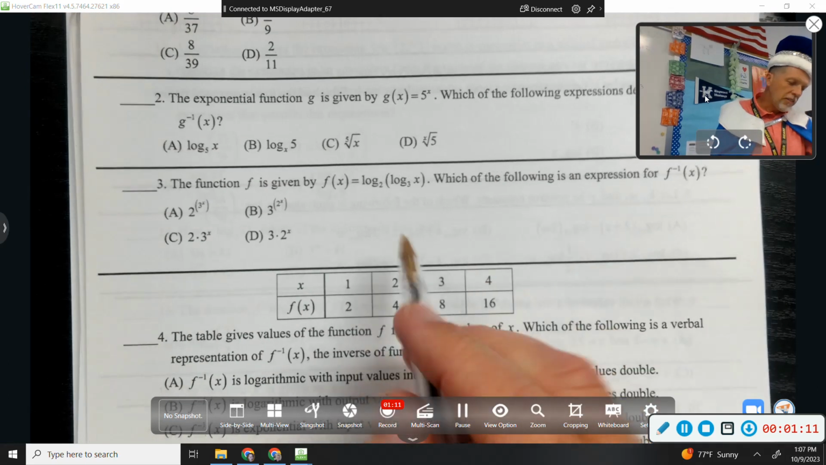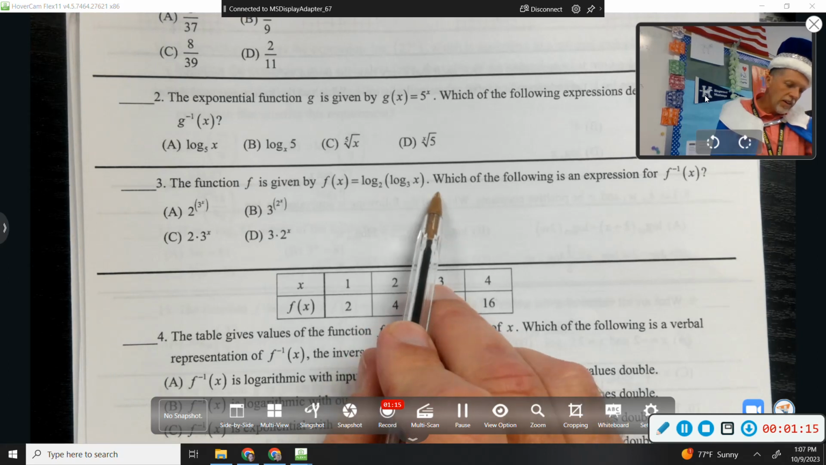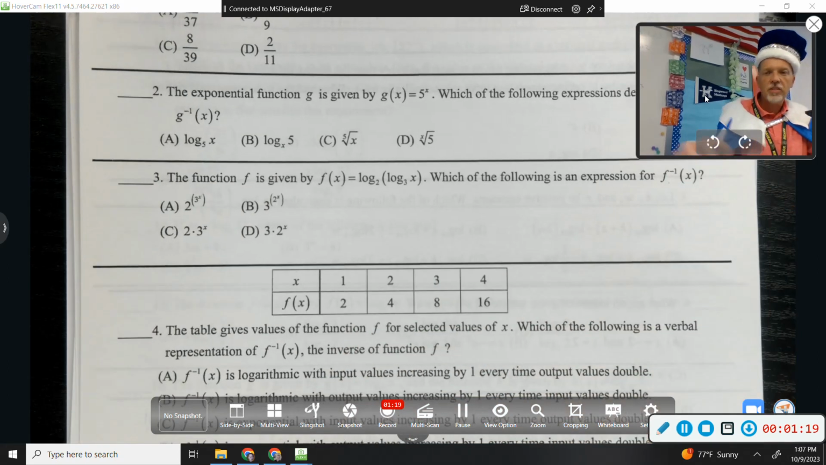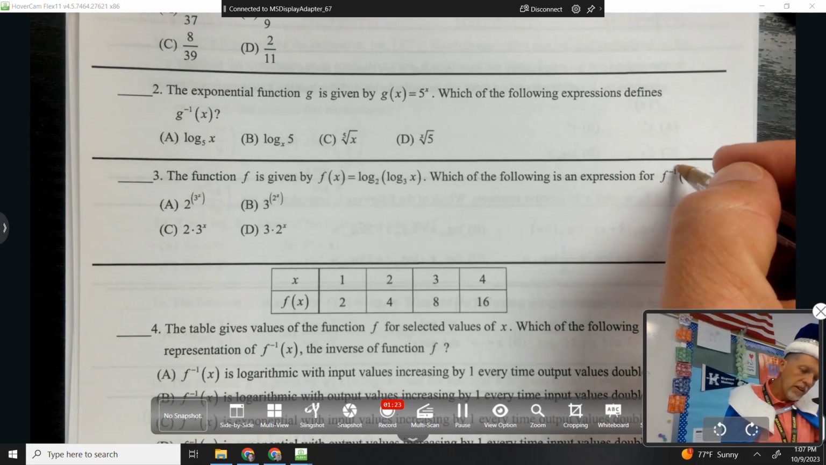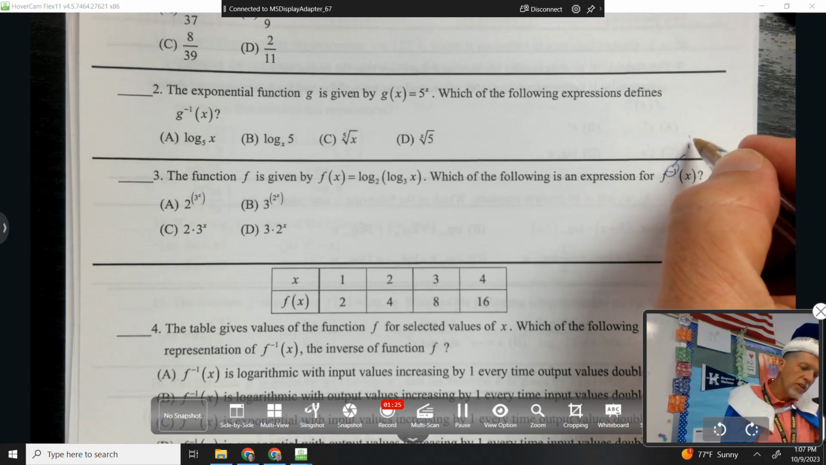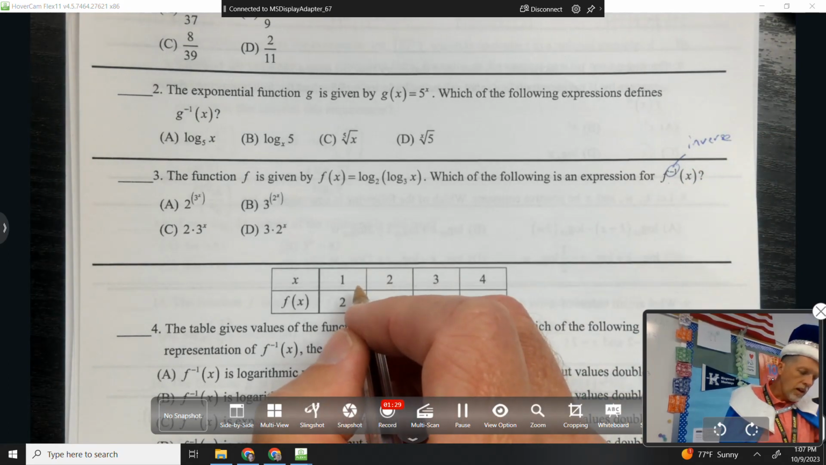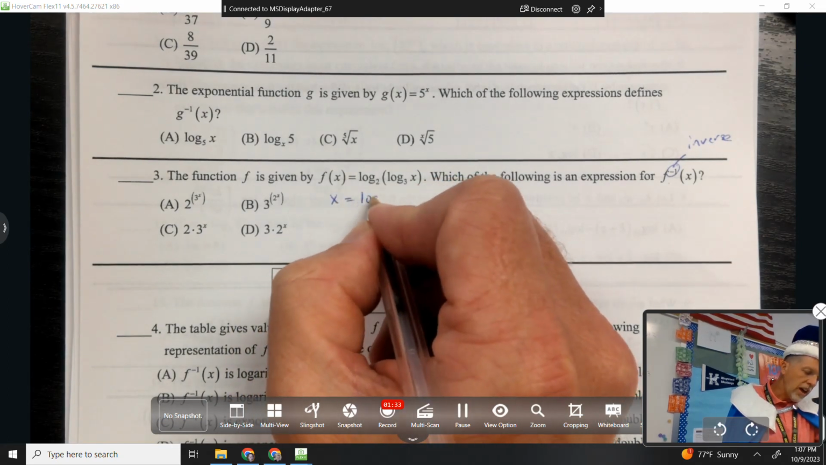Number 3. The function f is given by log base 2 of log base 3 of x, which of the following is an expression for the inverse of f. Again, the -1 doesn't mean flip it over. It means inverse. And inverse means change the x and the y.